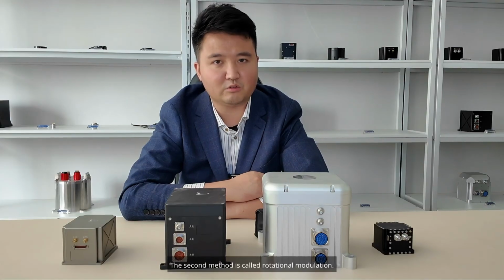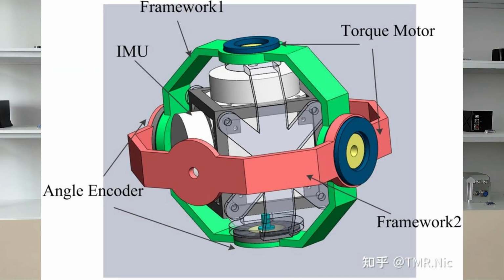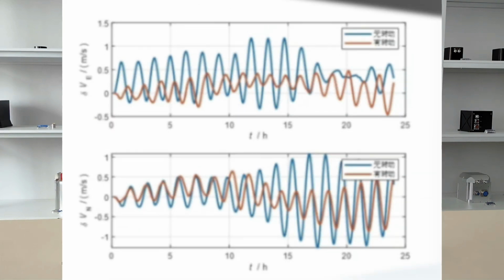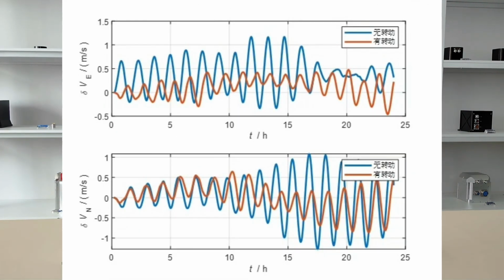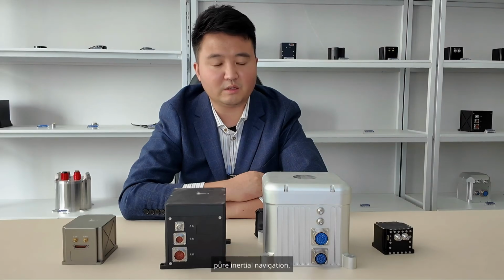The second method is called rotational modulation. The concept behind it is highly ingenious. Instead of directly eliminating the error, it allows the error to cancel itself out. By rotating the inertial measurement unit according to a specific pattern, errors that would otherwise have a fixed orientation are made to vary periodically within the navigation coordinate system. After a complete cycle, some constant errors can cancel each other out. Therefore, rotational modulation is commonly used in applications requiring high precision for long-duration, pure inertial navigation.